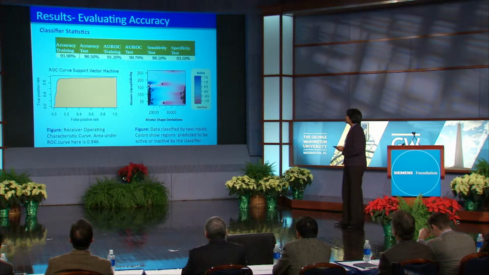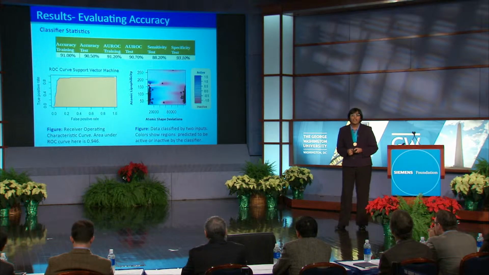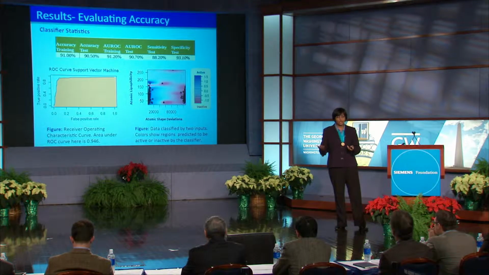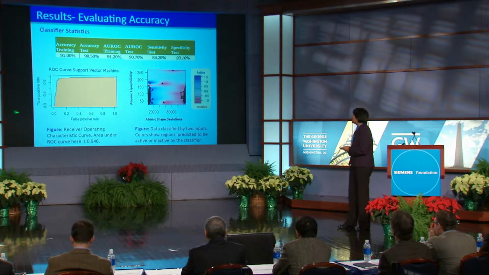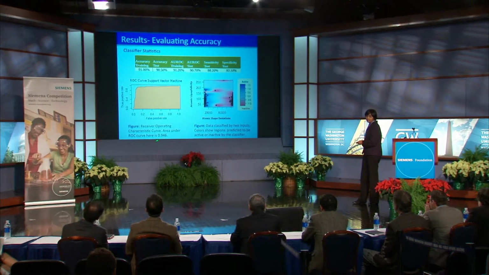We had an accuracy of 91% on the training set, 90.5% on the test set, which shows that our algorithm generalizes well to new data, since those two numbers aren't very different. The area under the ROC curve provides an alternate measure of accuracy, and an ROC curve for one of the SVMs is shown here. This particular SVM had an area of 0.946.